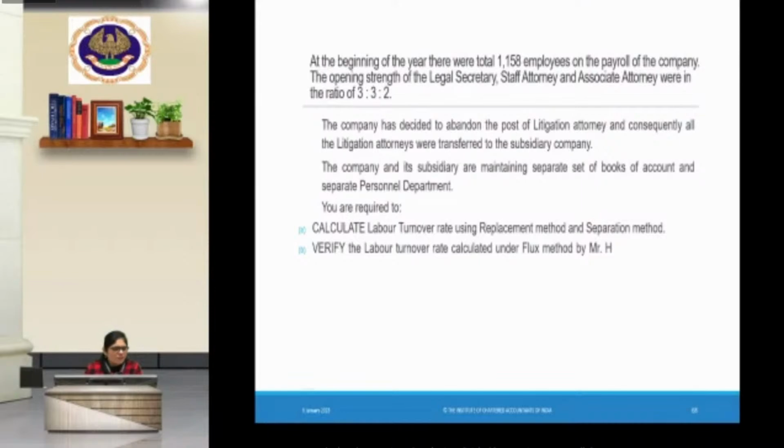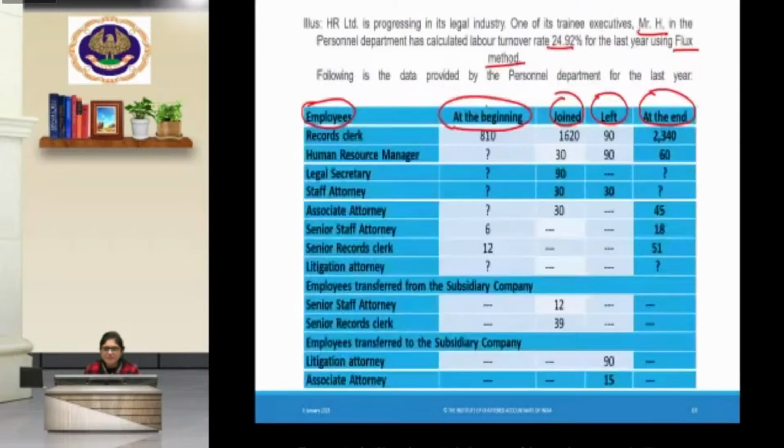At the beginning of the year, there were total 1158 employees on the payroll. 1158, let me go back to the question. So that means 1158 should be the total. This we have got from the question. 1158 is the total at the beginning. So the total is given to us and many figures are missing here.